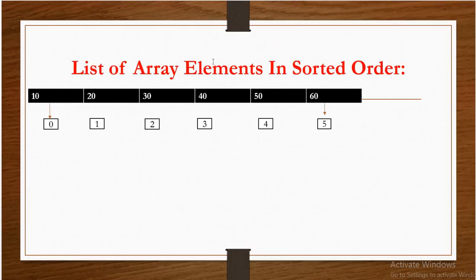For example, we have a list of n array elements in sorted order. We can perform binary search only on a sorted array. So first we need to maintain sorted order if we are going to perform binary search. If you are using linear search, then there is no need to maintain sorting order, because linear search is applicable on any array, sorted or unsorted. Here our elements start from index 0 and go up to the 5th index.